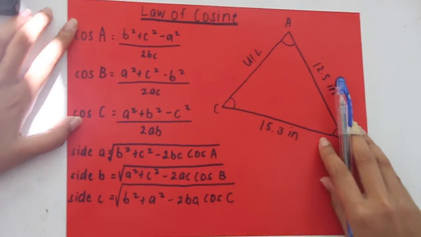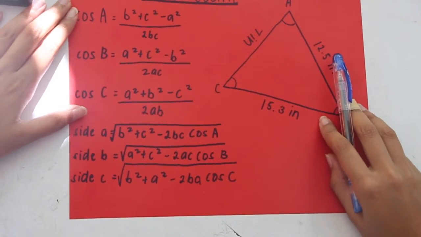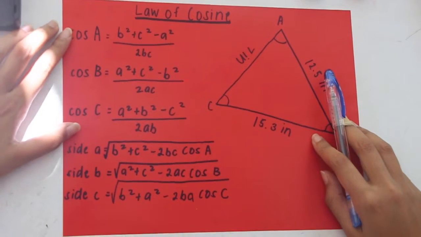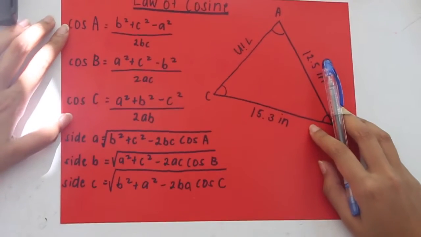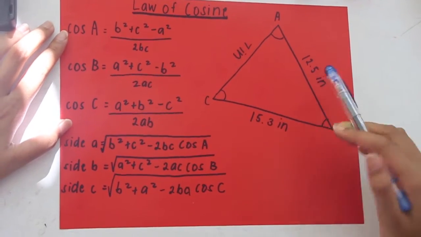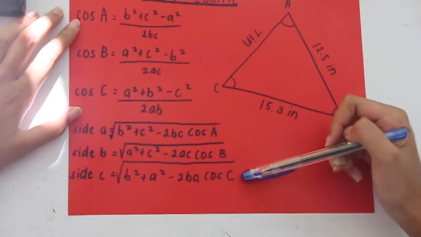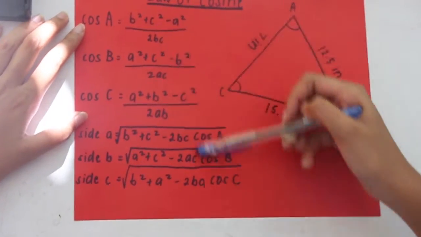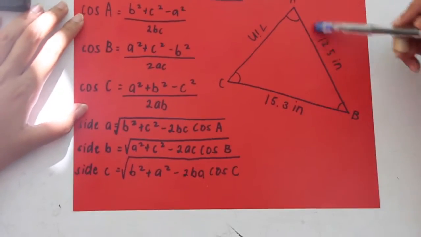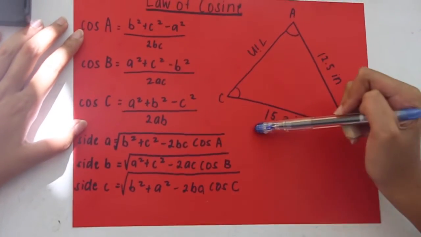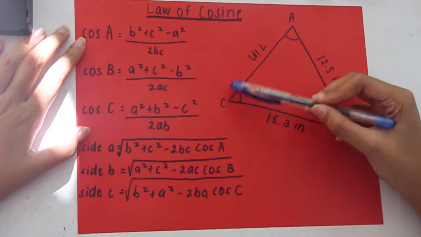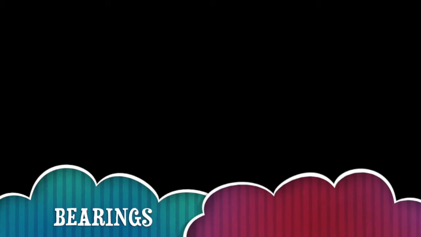The law of cosines is the law wherein it can solve triangles if all angles are missing. This law can be used to find sides as well. The formulas used in the law of cosines are these. Let's say we are given a triangle where all sides are given. To find the missing angles, we can solve for them using the law of cosines.